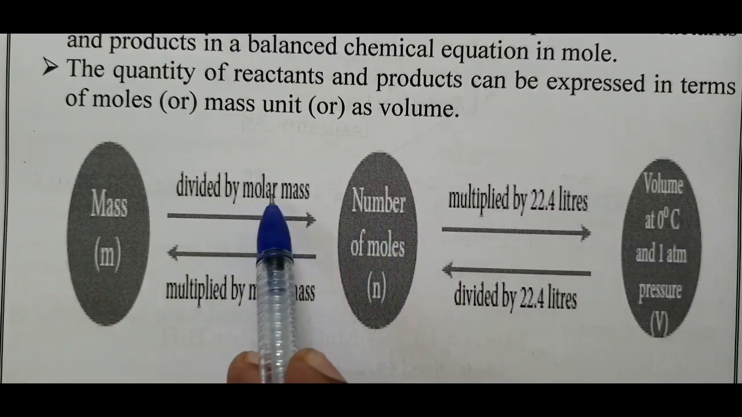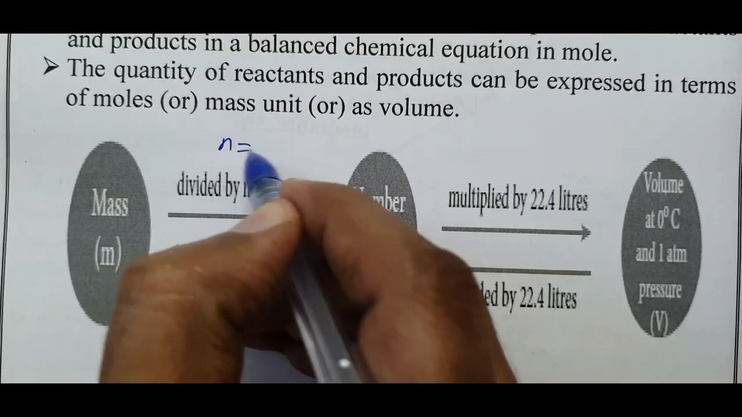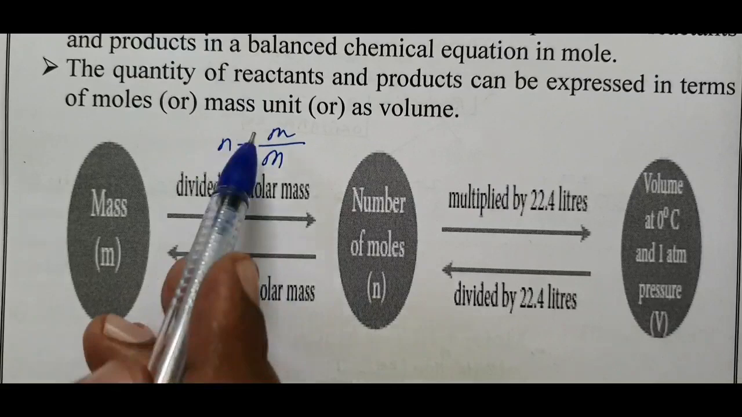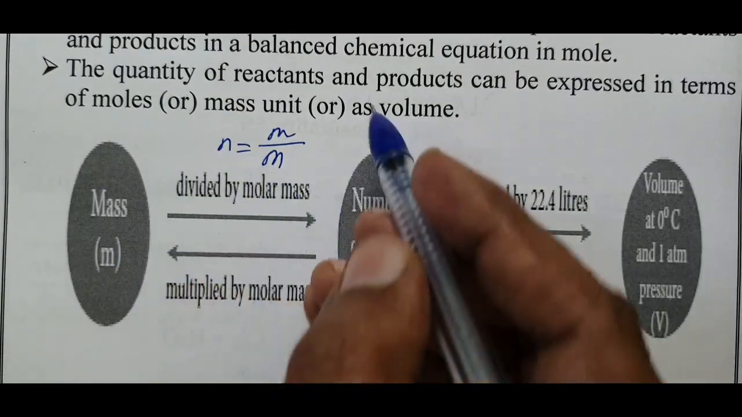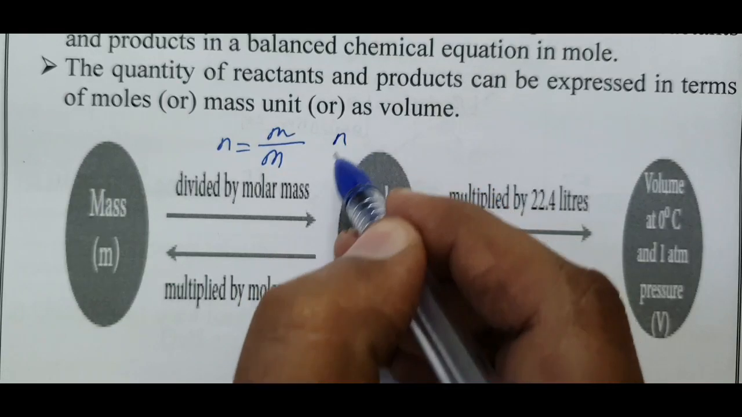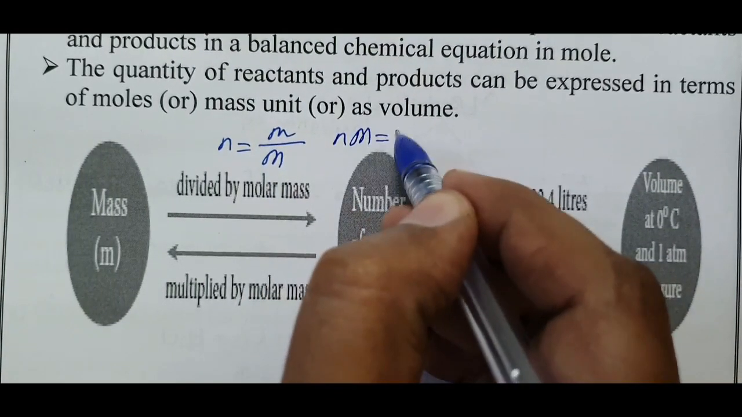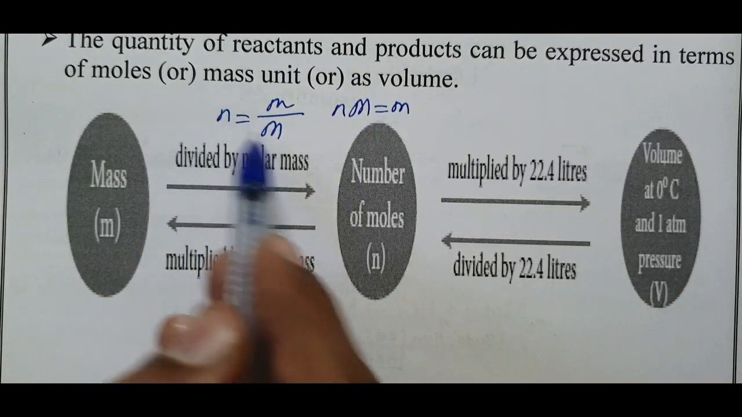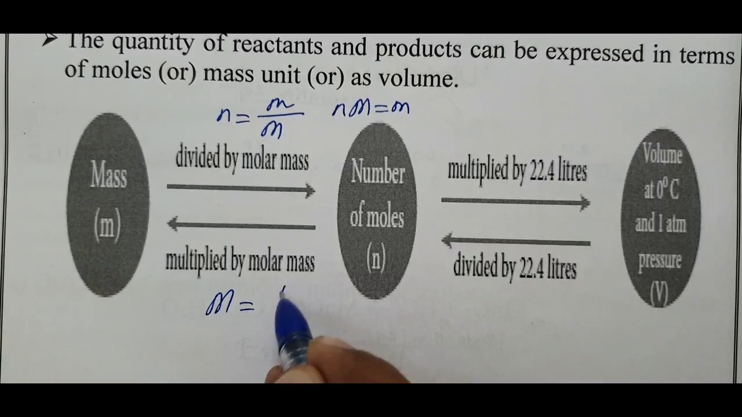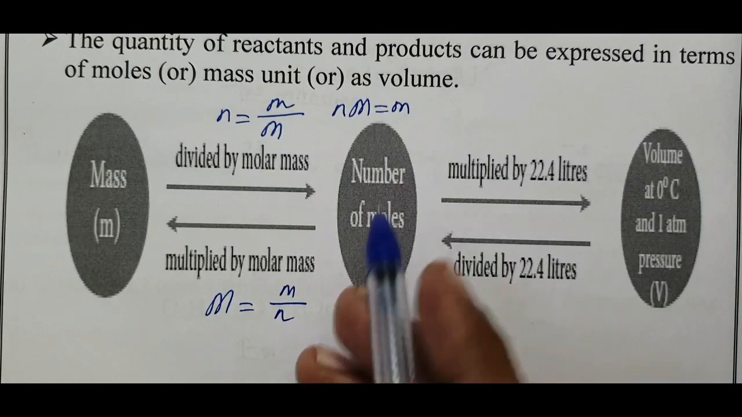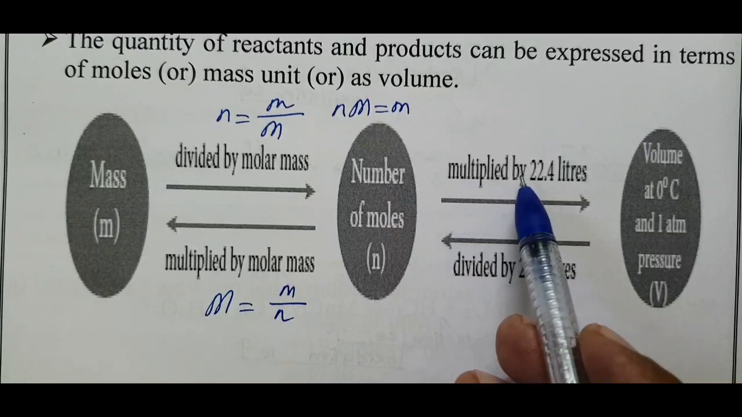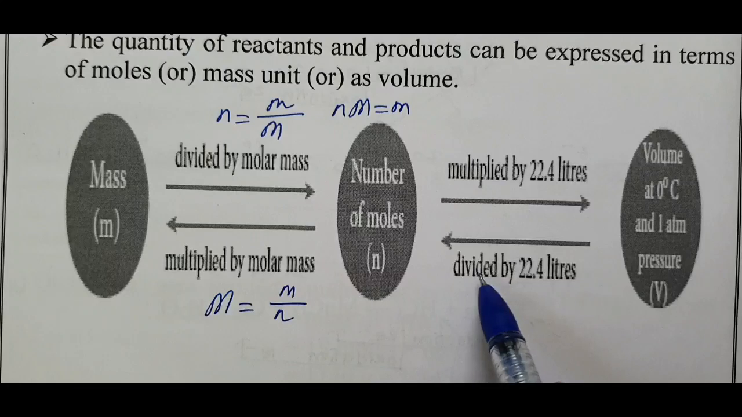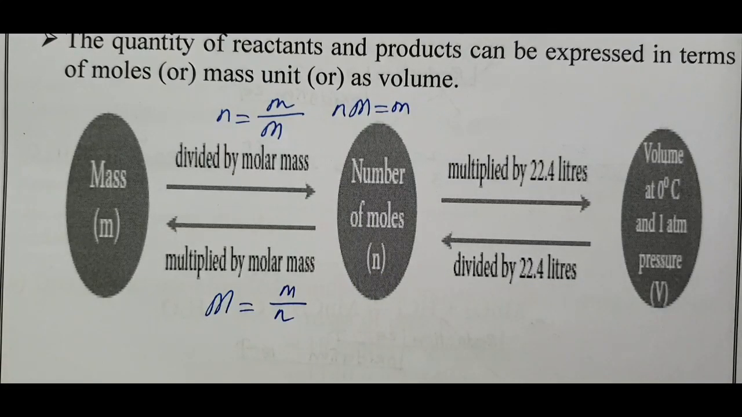Number of moles is multiplied by molar mass gives mass. We know number of moles equal to mass by molar mass. So number of moles multiplied by molar mass will give mass. How to calculate molar mass? Bring the molar mass to the right hand side. Molar mass equal to mass by number of moles. Like that here, number of moles is multiplied by 22.4 liter will give volume. Volume is divided by 22.4 liter will give the number of moles.